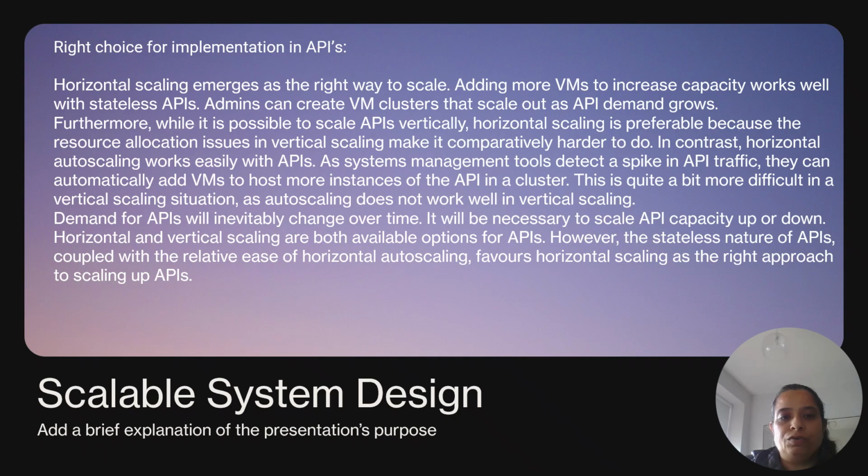The right choice for any system, I would suggest, is horizontal scaling, because most of the requests can be routed systematically to different clusters. In case of vertical scaling, we have some limitations which cannot be executed with all systems.